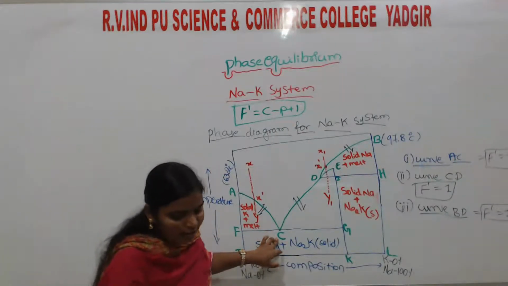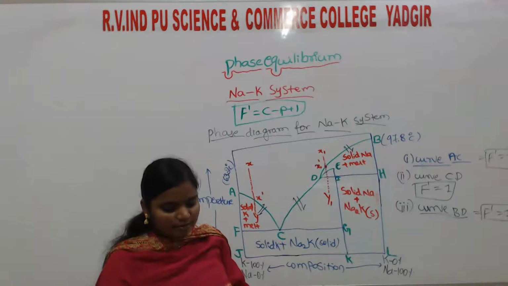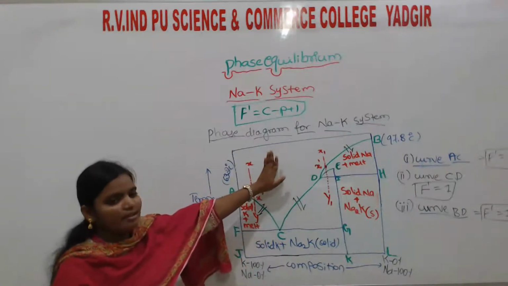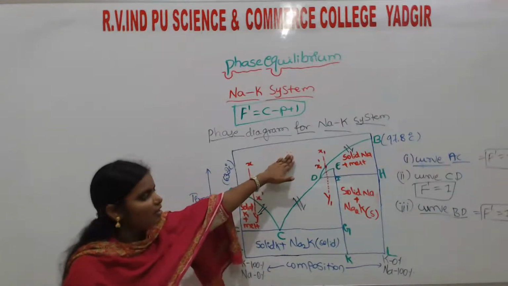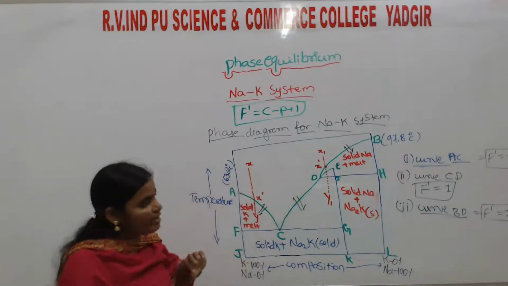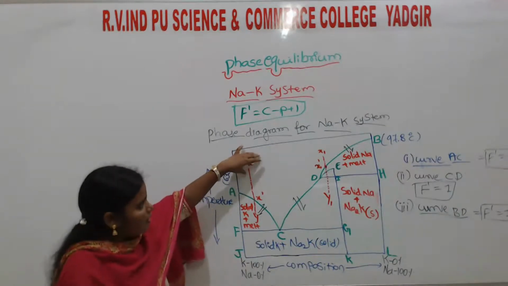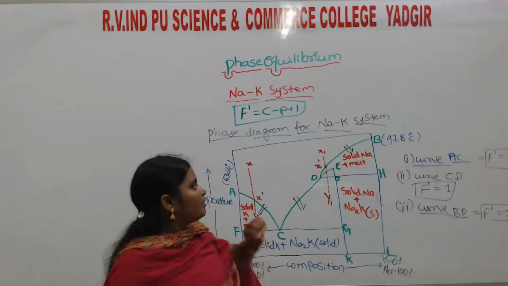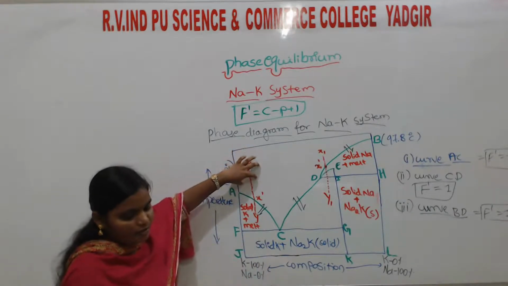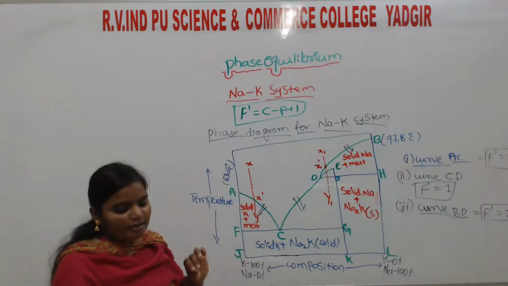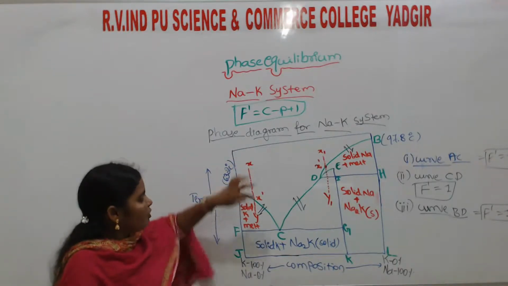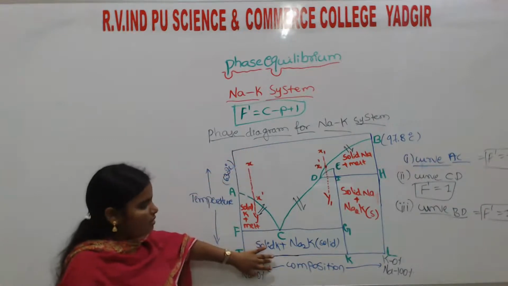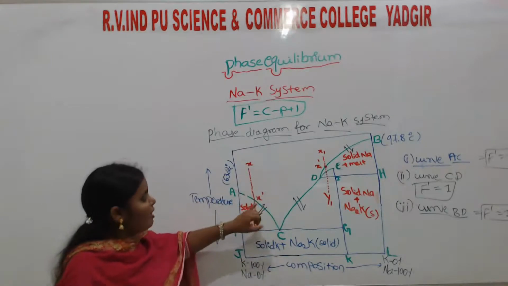A point X is taken in the melt. This is a melt, or a liquid state of sodium and potassium. In this melt state you take an X point here. If you cool this point gradually, you find there is no change in the composition. While cooling takes place here, the composition does not change.